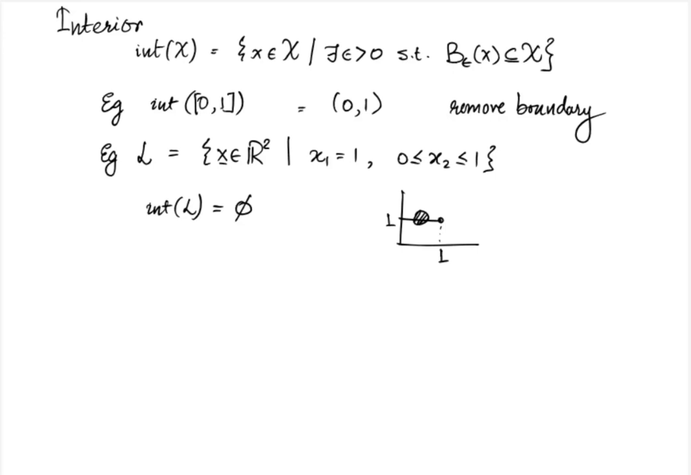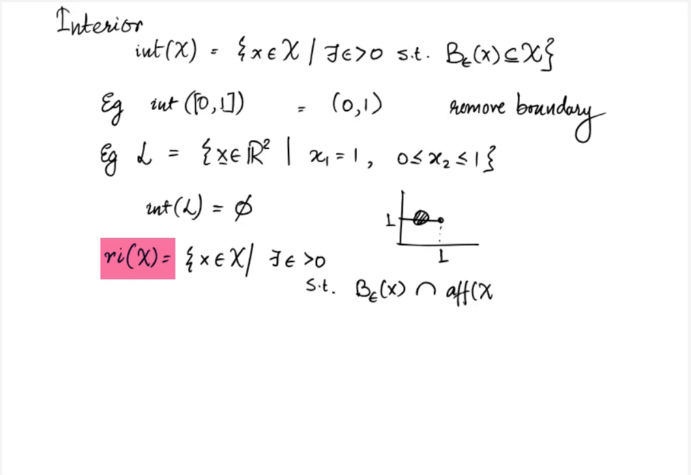The relative interior ri of X is defined as the set of points for which there exists an epsilon greater than 0 such that the intersection of the open epsilon ball around x and the affine hull of X is a subset of calligraphic X.